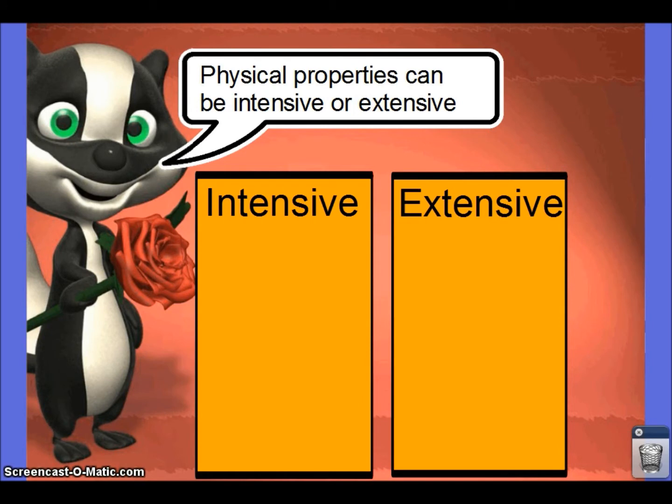Okay, let's talk about how physical properties can be intensive or extensive. Intensive means properties that have nothing to do with amount. Extensive have to do with amount. Let's pull out some examples from the skunk and you decide where to put them. If we have mass, does mass have to do with amount? Yes. So it is therefore an extensive property. Size has to do with amount. It is an extensive property.